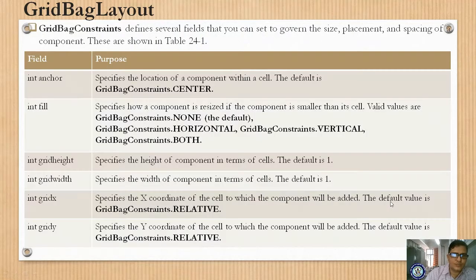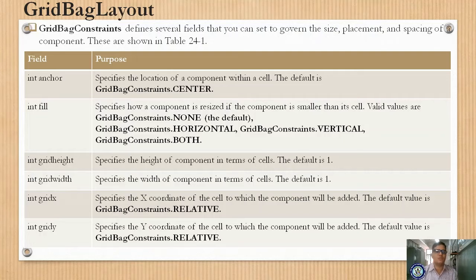Now here the GridBagConstraints exist in this table. Let us see, this table specifies the size of your component, placement of your component, spacing of the component. So size of your control, placement of your control and spacing of your controls. Now let us see, the first field is int anchor, which specifies the location of a component within a cell. By using this anchor, you are specifying where exactly your control should be present in the cell.